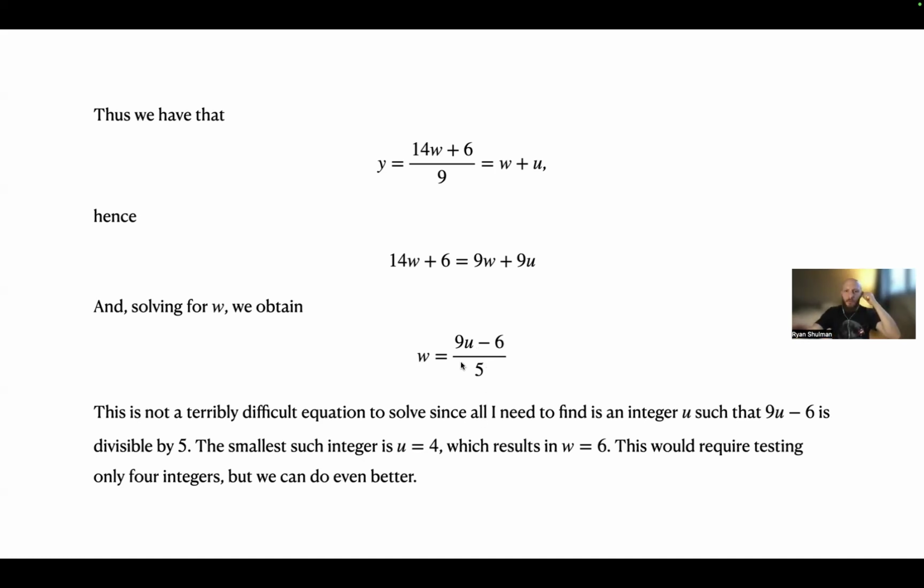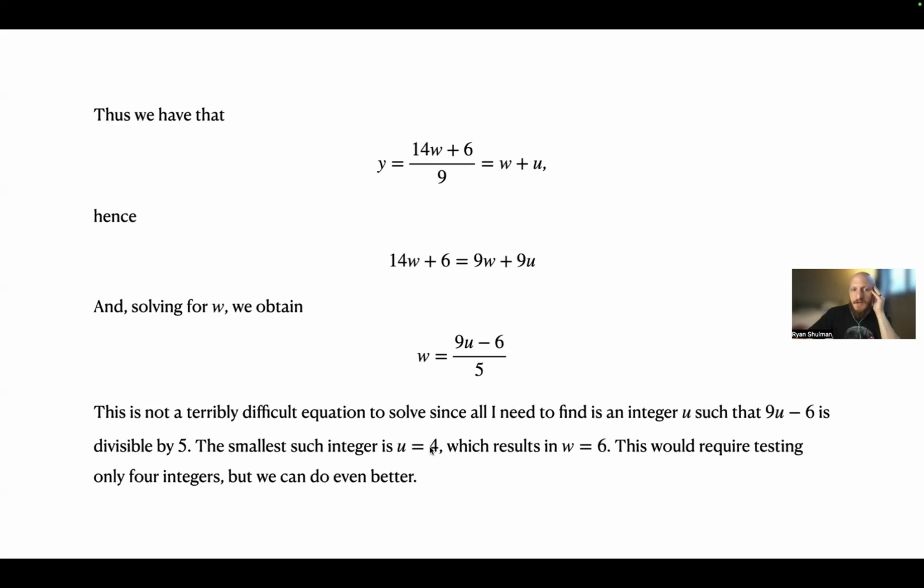So u = 4 works in here, and when we plug in u = 4, we get that w is equal to 6. This requires only testing 4 integers. When I say testing integers, I mean start with the smallest integer, 1, and plug that in. If I plug u = 1 in, 9 minus 6 is 3. That's not divisible by 5. So I would increment and try u = 2. That's also not going to work out. u = 4 is the smallest integer that works, so I would only have to test 4 integers, which is not that bad, considering what we started off with, where it was not at all obvious what we could plug in to solve the initial equation.